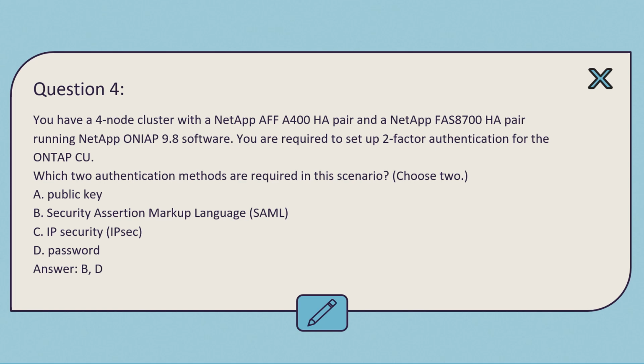4. You have a 4-node cluster with a NetApp AFF A400 HA pair and a NetApp FAS8700 HA pair running NetApp ONTAP 9.8 software. You are required to set up two-factor authentication for the ONTAP CLI. Which two authentication methods are required in this scenario? Choose two. A. Public key. B. Security Assertion Markup Language (SAML). C. IP Security (IPsec). D. Password. Answer: B, D.